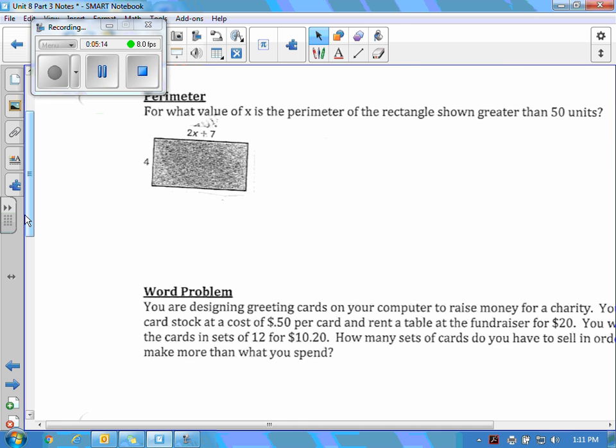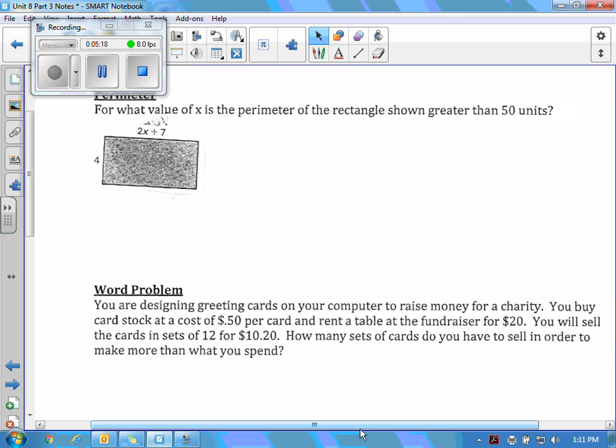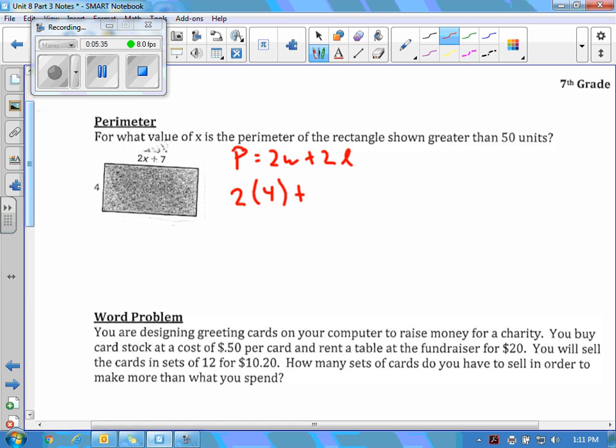Flipping over to the back side, there's a couple word problems here. The first one is a perimeter problem. It says, for what value of x is the perimeter of the rectangle shown greater than 50 units? So just as a reminder, perimeter of a rectangle equals 2w plus 2l. And so 2w is 2 times 4 plus 2 times the length equals 2x plus 7. And then it says that I want this to be greater than 50 units. So I want it to be greater than 50.